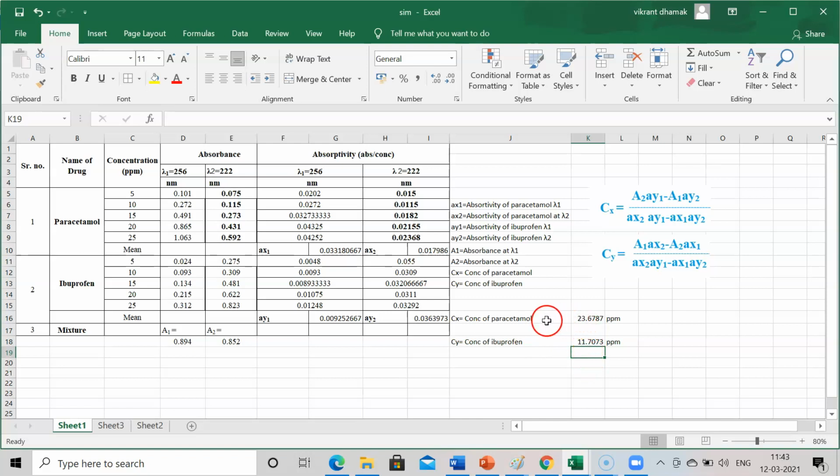As per the label claim, paracetamol was actually 20 ppm and ibuprofen was almost 13 ppm, but these are the values we have got from the calculation. So these are the values I have got through the experiment. So this is how you can do the calculations in Excel very simply. If you are having any kind of problem, you can comment in the comment box. I will try to resolve it.